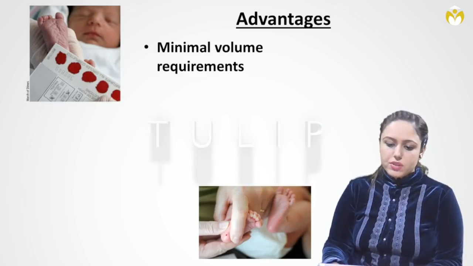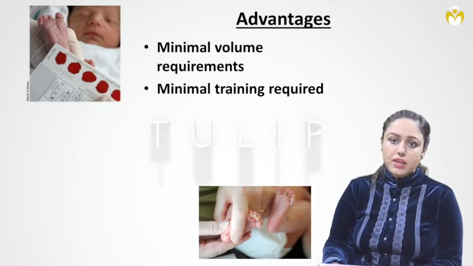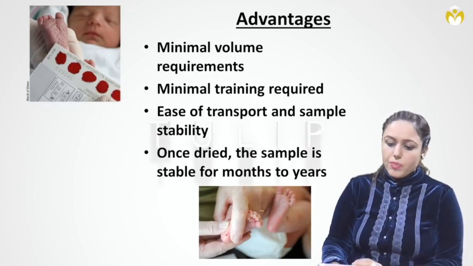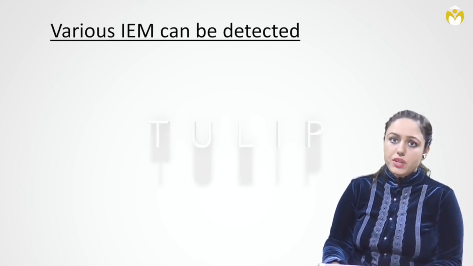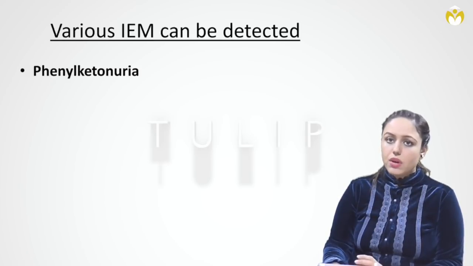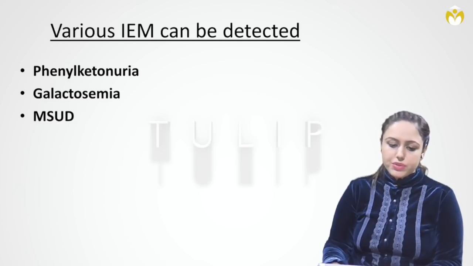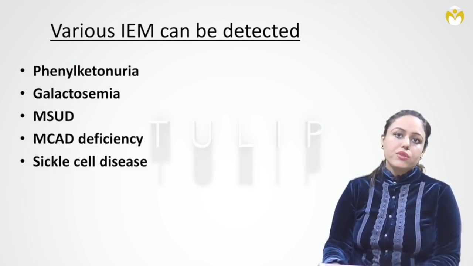So what are the advantages? We require minimal volume, minimal training is required for the staff handling these samples, there is ease of transport and sample stability, and once dried, the sample is stable for months to years. Various inborn errors of metabolism which can be detected by these dried blood samples are phenylketonuria, galactosemia, maple syrup urine disease, which is a defect in the catabolism of branched chain amino acids valine, leucine, isoleucine, then MCAD deficiency, that is medium chain acyl-CoA dehydrogenase deficiency, and sickle cell disease.